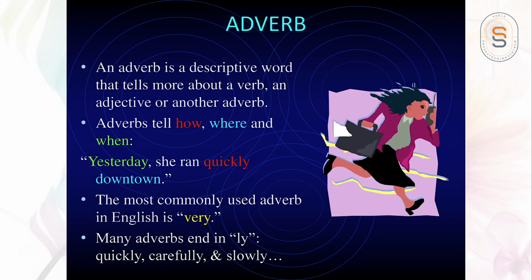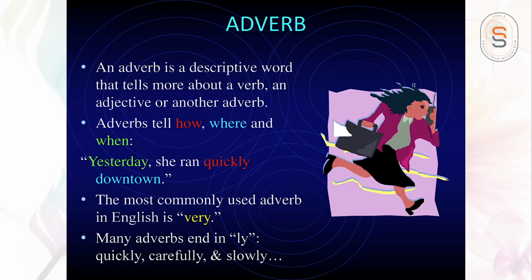An adverb. The adverb is a descriptive word that tells us more about the verb. How do you find an adverb? Go and find the verb, the doing word, and see which word is describing that. And adverbs tell how, where, and when. Like yesterday, she ran quickly downtown.